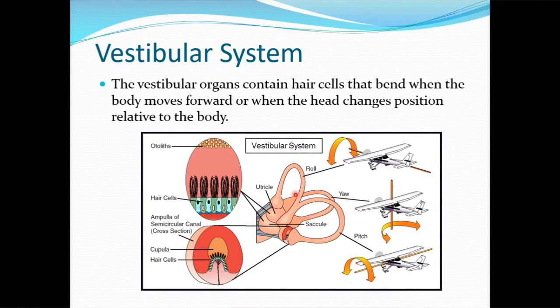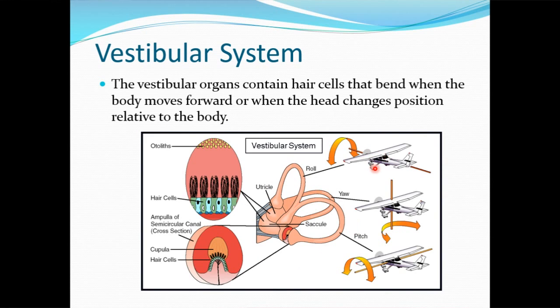Now, this is looking closer at the semicircular canals. The vestibular organs contain hair cells. If you take a little section out of this part here, you look at it there, it has these little hair cells that bend when the body moves forward or when the head changes position relative to the body. And these little hair cells pick up movement. Now, this one here picks up a roll.